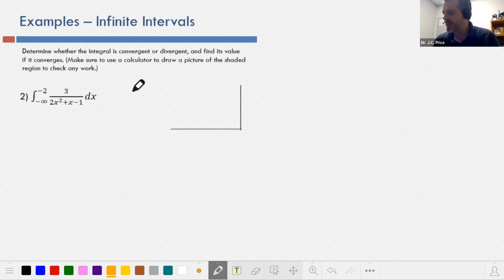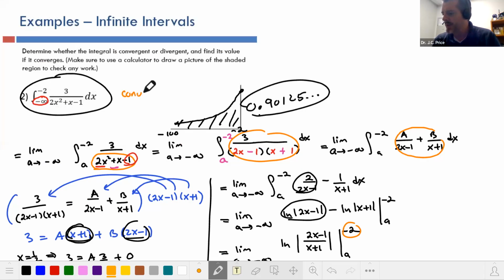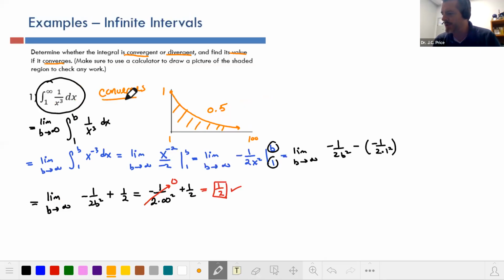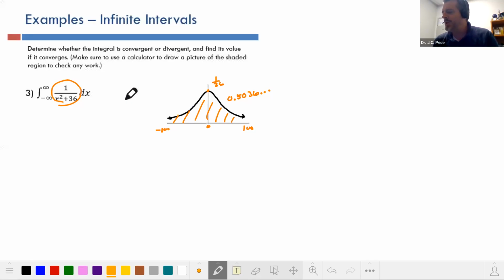So this integral converges, because we found the number it converges to. And I'm pretty sure this one's going to converge, but let's see. How do we turn this improper integral into basically a proper integral? We've got to get those infinities off of there.